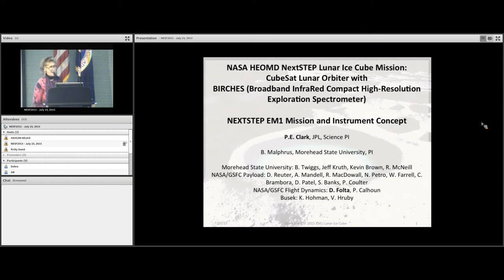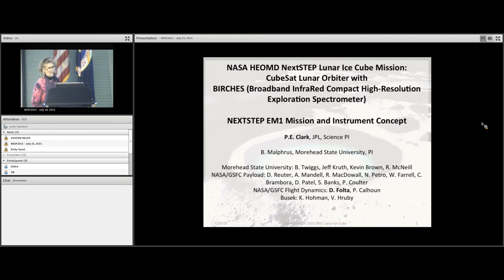I am the science PI, and this is led by Morehead State University, who, it could fairly be said, provided the first deep space CubeSat design, which isn't the final design for Lunar Flashlight, but it was certainly the first one that they came up with. So they're very experienced at CubeSat platform development, design development, integration, and testing. So they will be providing the bus, and they will do the final integration.